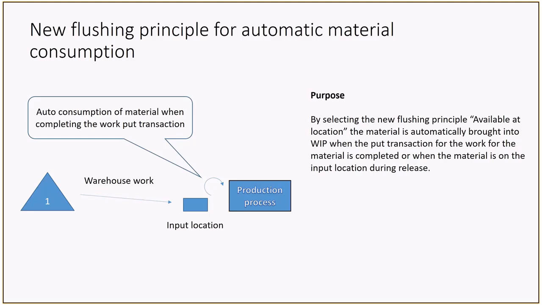Once you create a new production order for the same finished good, it will recognize that there's 900 on the input location. Once you release that order, with this production principle, it will generate the picking list automatically when you release the order because it's already available on the input location.